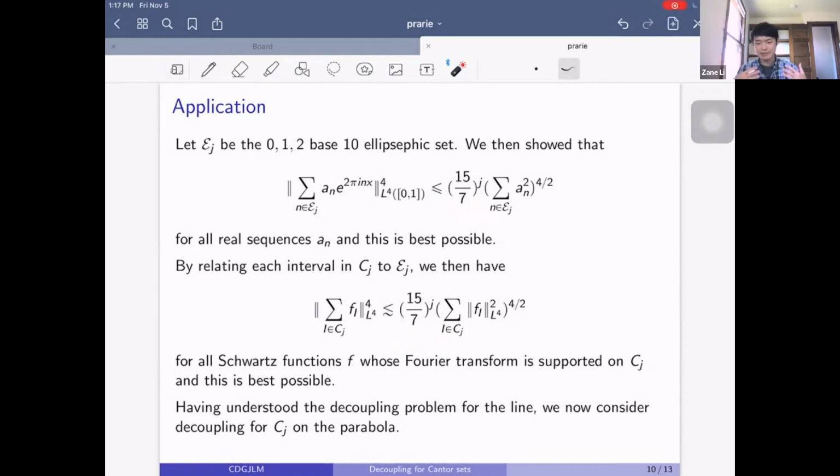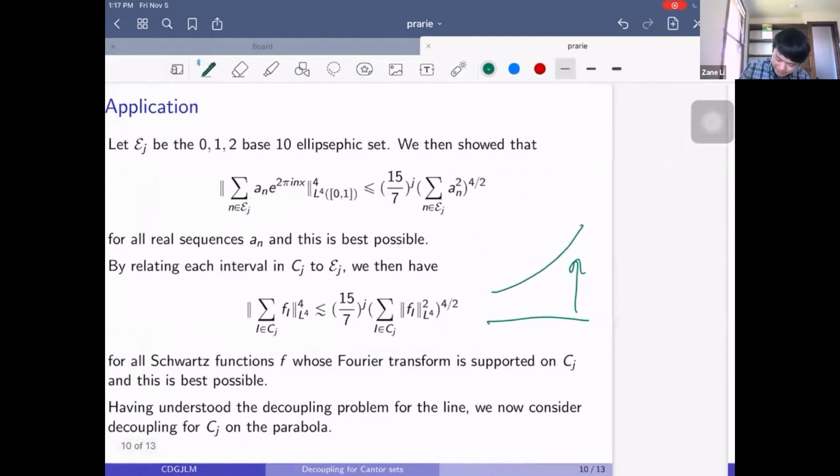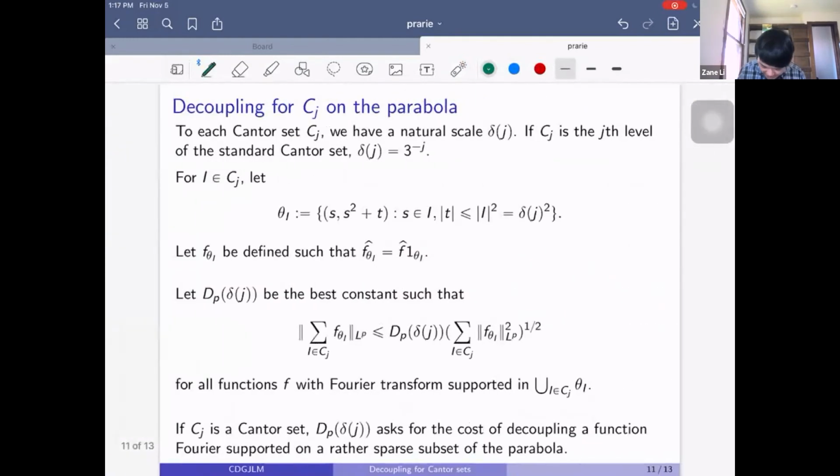Now the idea is that we want to upgrade to decoupling for the parabola, because we know the one dimension, so let's move up to another dimension, the parabola. So what's the problem over there? Now, to each Cantor set we have a natural scale. For example, if we take the jth generation of the standard Cantor set, the natural scale is 3 to the minus j, since that's how big our intervals are.